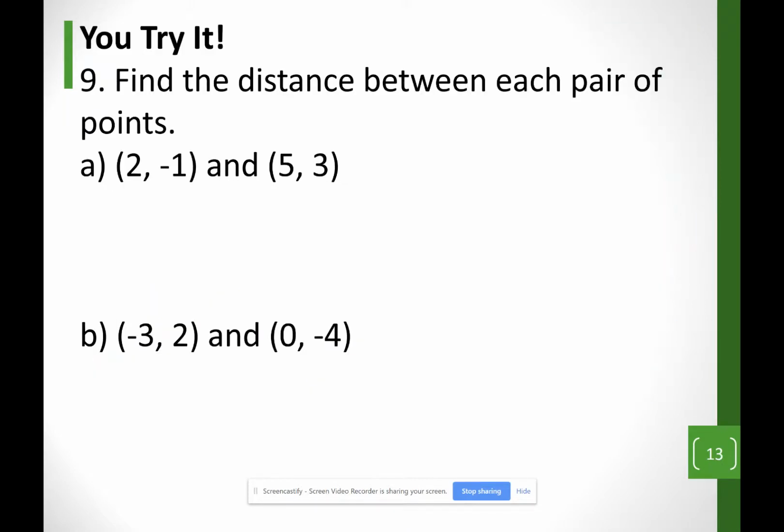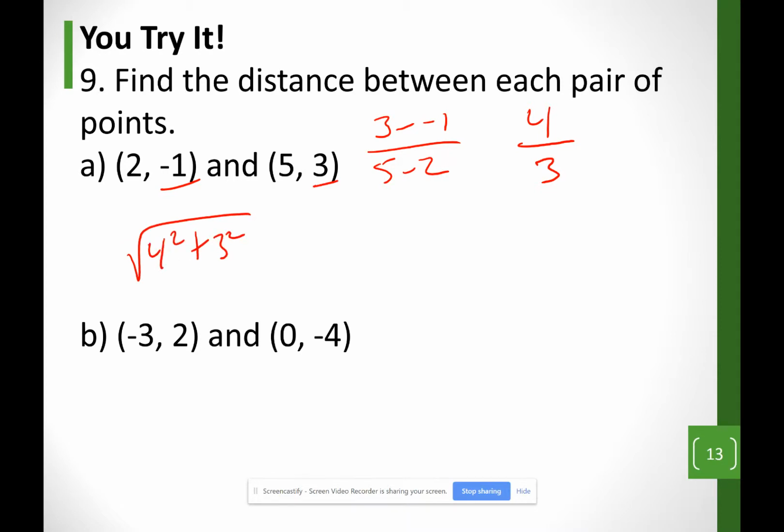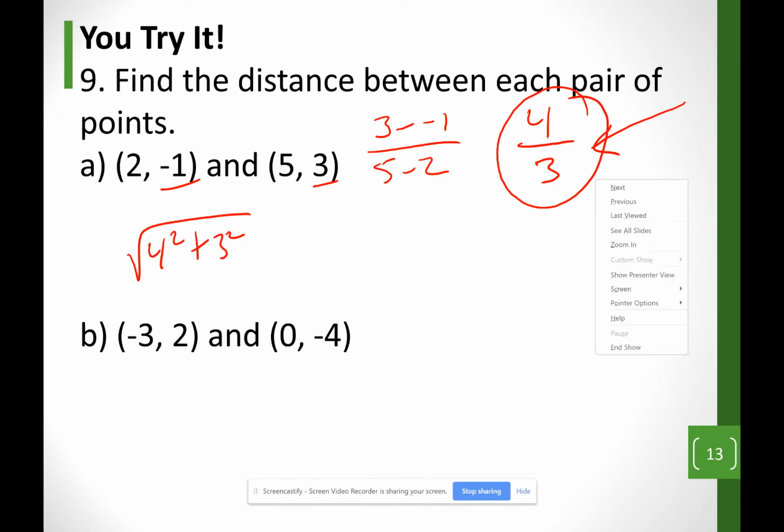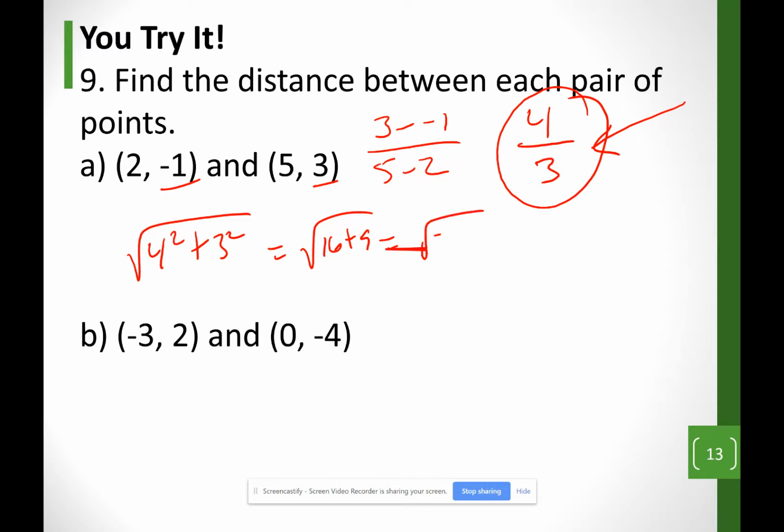Let me do another example. Let me worry about subtracting the y's first. Thinking of 3 minus a -1. That gives me a 4. Let me worry about subtracting the x's. 5 minus 2 gives me 3. So now I'm going to do the square root of 4 squared plus 3 squared. Before I continue, on this fraction, if you can simplify your fraction, do not. Okay. So I have the square root of 4 squared plus 3 squared. I have the square root of 16 plus 9, which is better known as the square root of 25, which can still be simplified to just 5.